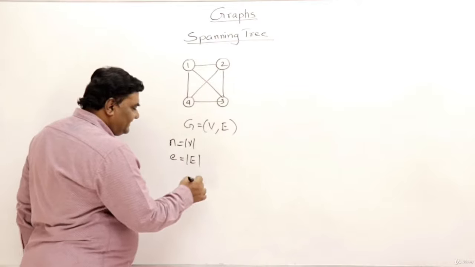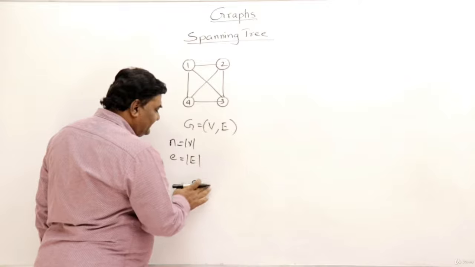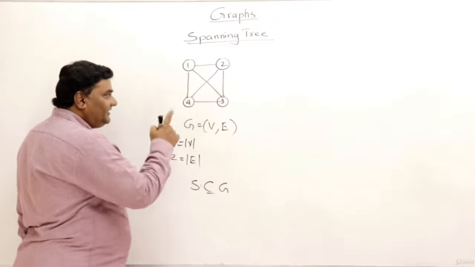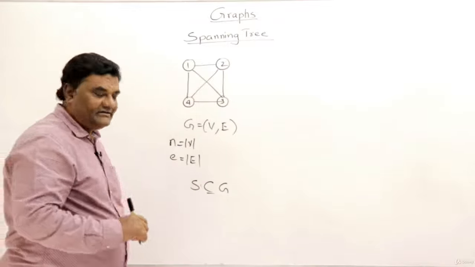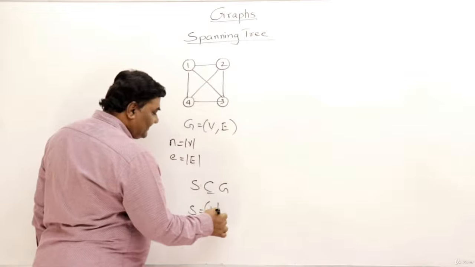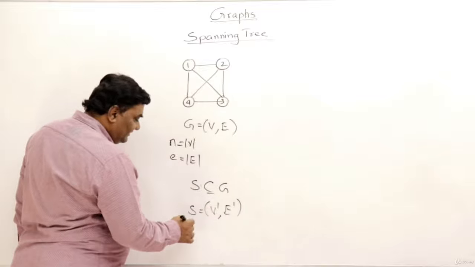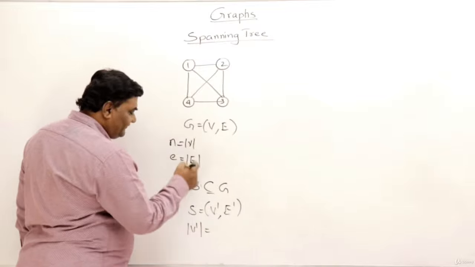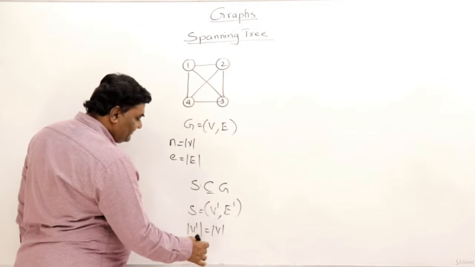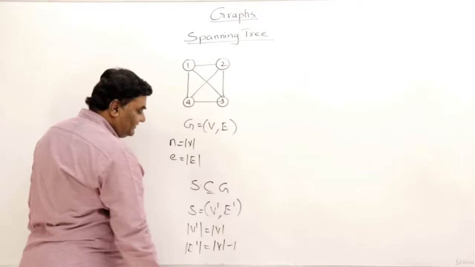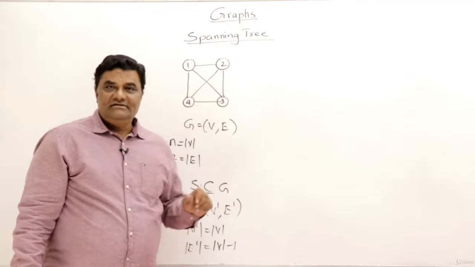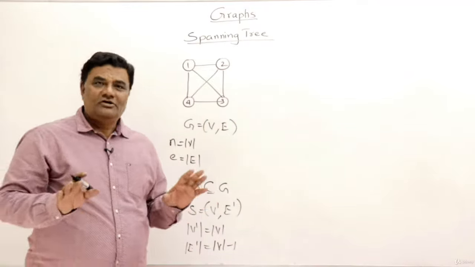Now what is the spanning tree? If I say S is the spanning tree, then it is a subgraph of a graph. We can find a spanning tree only if the graph is connected. Then this spanning tree should have a set of vertices and edges where the number of vertices is the same as the number of vertices in the graph, and the number of edges should be equal to the total number of vertices minus 1. And there should not be any cycle. So these were all formal definitions.